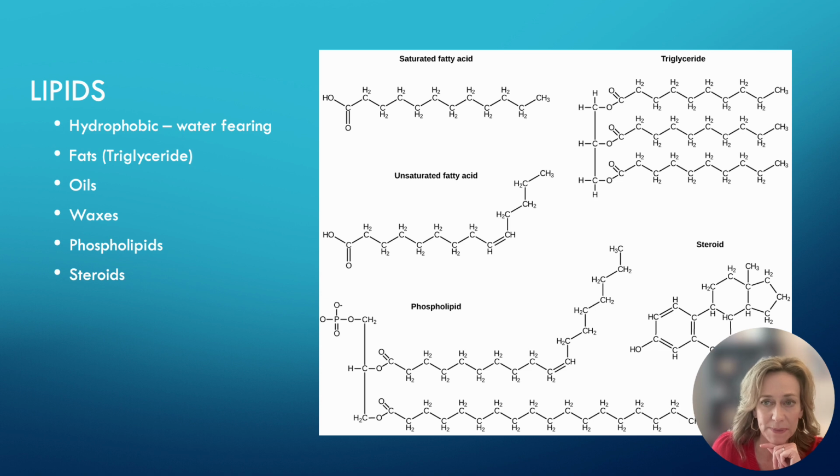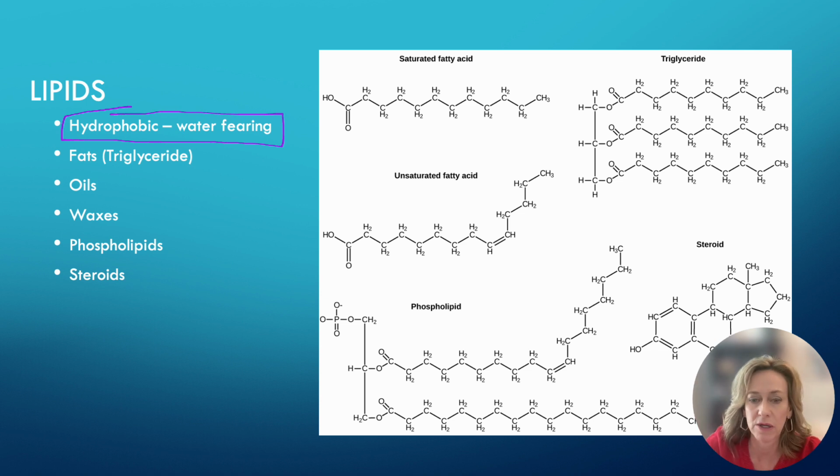All right, so lipids. What do we need to know about lipids? So first of all, these are all hydrophobic or water-fearing. They don't mix with water. So if you pour cooking oil and water together, they're going to make two layers, right? They're going to separate. They're not going to mix. Examples of lipids in living things are fats or triglycerides, which I just mentioned, oils, waxes, phospholipids, which we now know have something to do with a plasma membrane, right?